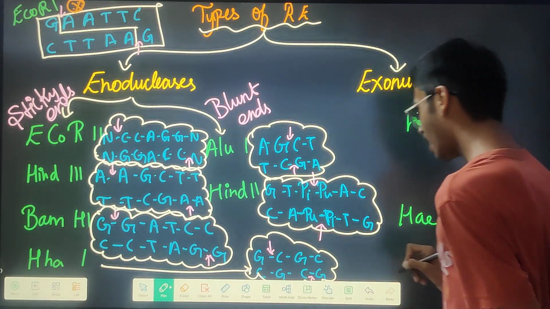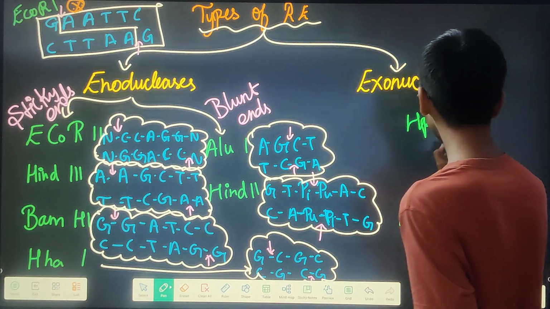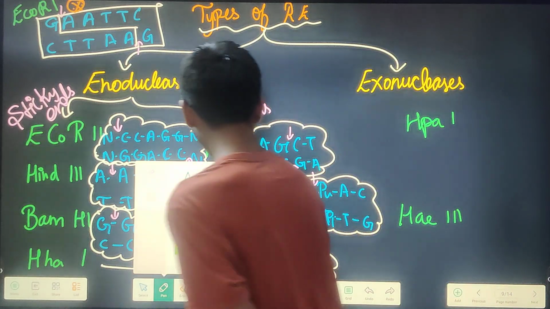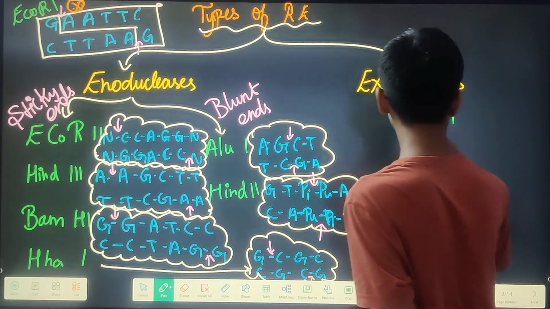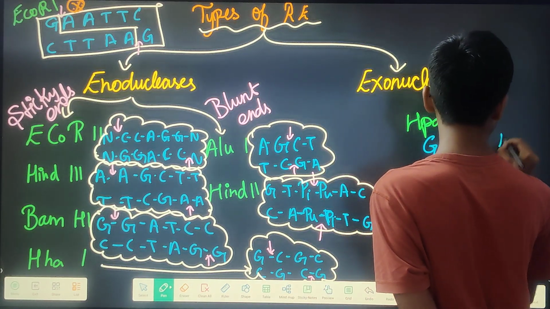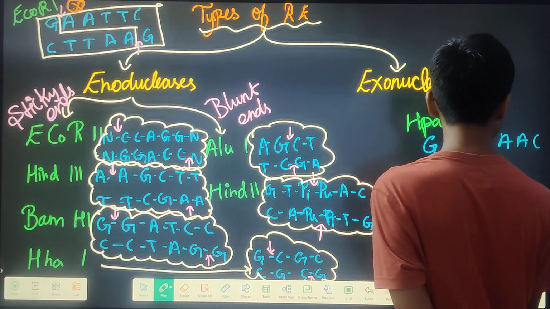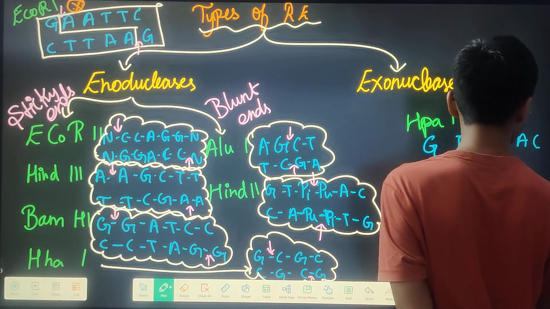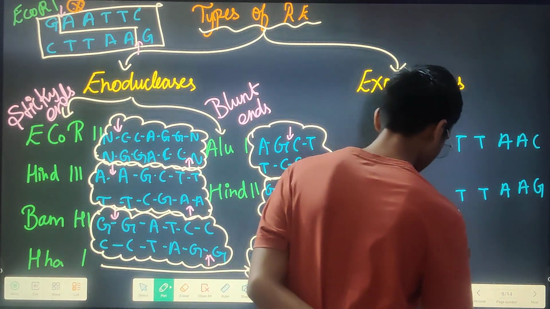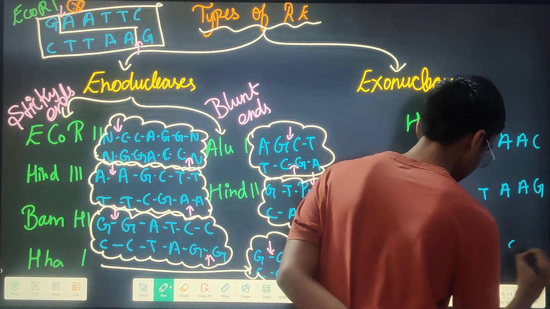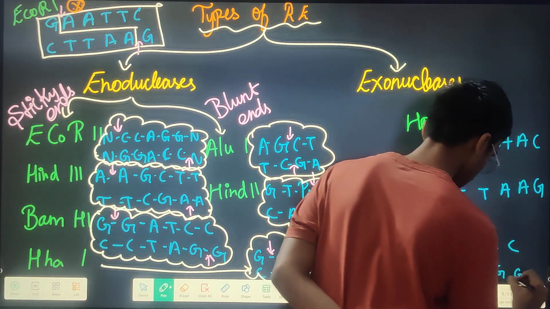Now we also have PvuII. So it is GTTAAC, GTTAAC. Here C, T, T, A, A, G. Then here G, G, C, C, and C, C, G, G. Okay.